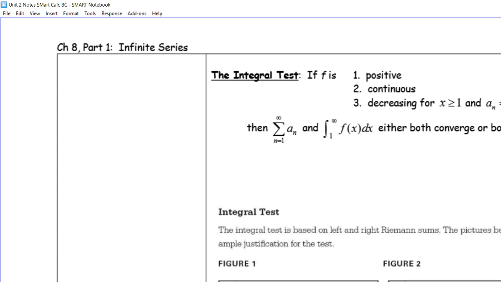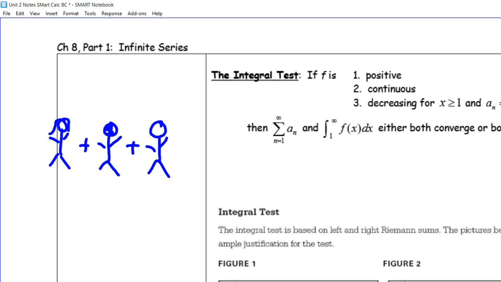And let's say that, before we do it, let's just talk in generalities, okay? So let's say that I have my first term, my next term, a third term, and my next term, and so on. And I have these terms, okay?